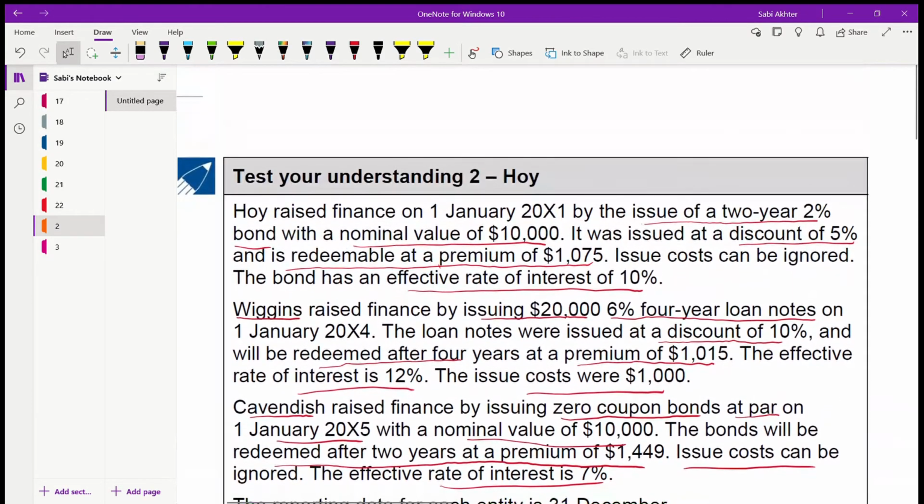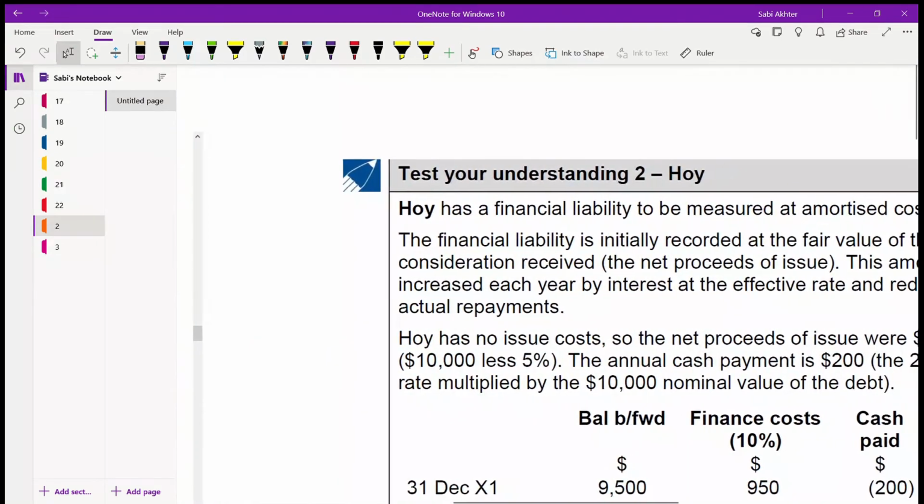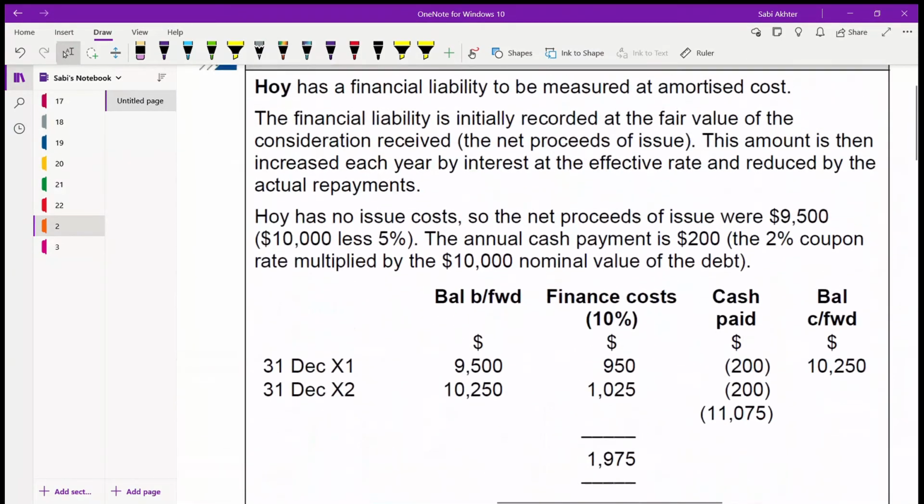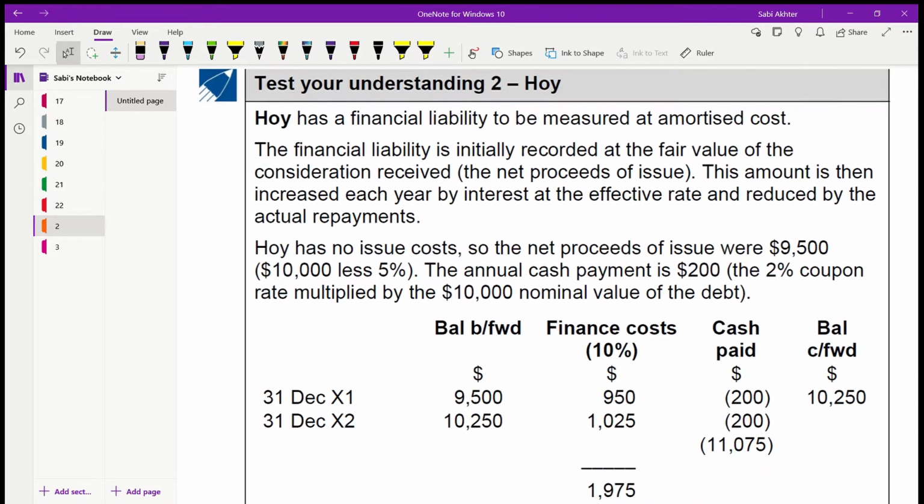We'll see. So, starting with HOI. Each company needs to be dealt separately. So, first we are going to do HOI. HOI has a financial liability to be measured at amortized cost. We know that financial liability we measure at amortized cost.